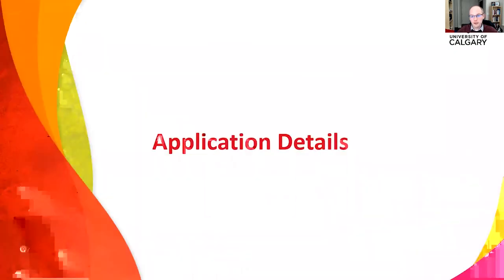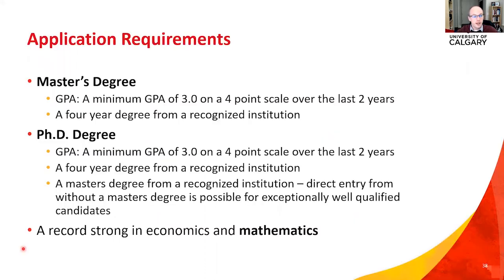Now I'll turn in the latter portion of the webinar to some application details. First, at the master's degree level, just to give you a sense of the requirements we look for in admission to that program, is a minimum GPA of about 3.0 on a 4-point scale. Different universities have different ways of reporting GPA, so whatever is equivalent to 3 out of 4 points is what we look to as the minimum requirement. And we require that you have a 4-year undergraduate degree from a recognized institution.